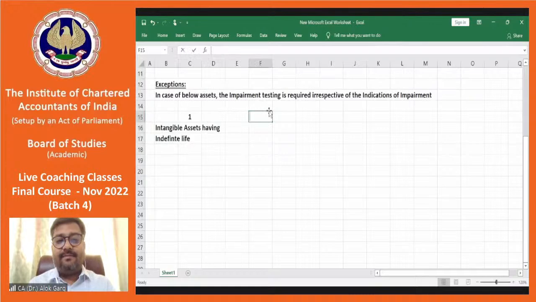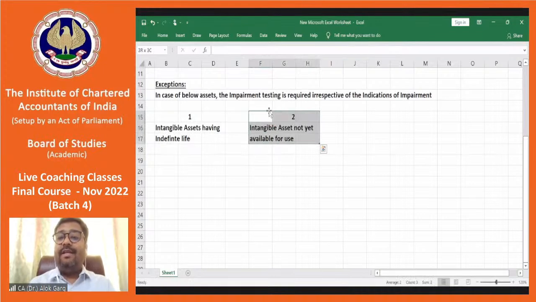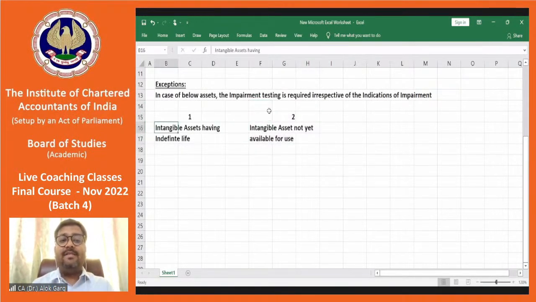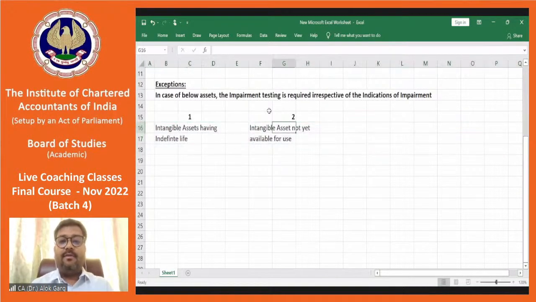What is the second asset? Again, the second asset is an intangible asset not yet available for use. Do you remember in the intangible asset, I have told you the research phase and development phase. So the intangible asset which is under development phase, it is work in progress. So for that kind of intangible asset which is not yet available for use, impairment testing is required on a mandatory basis, right? It is required on a mandatory basis.